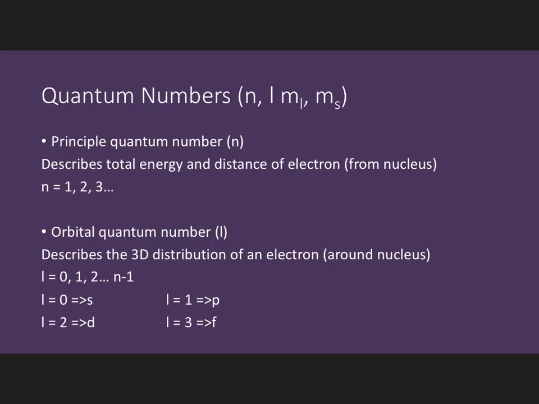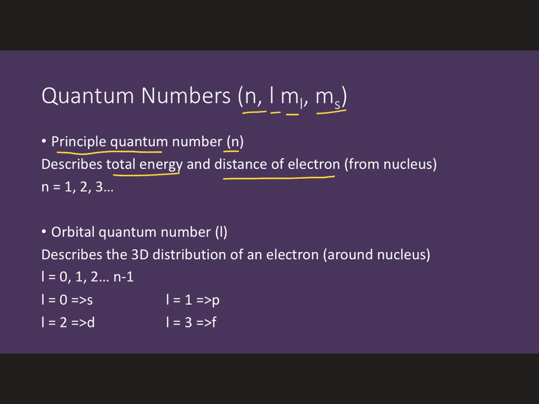So there are going to be 4 quantum numbers that we need for every atom that we have here. They are the n, the l, the ml, and the ms. And they each tell us something different, and they all have different rules to describe them. So the first one we'll talk about is the n, which is referred to as the principal quantum number. What it does for us is it describes the total energy of our electrons, and it describes the distance of the electron from the nucleus.